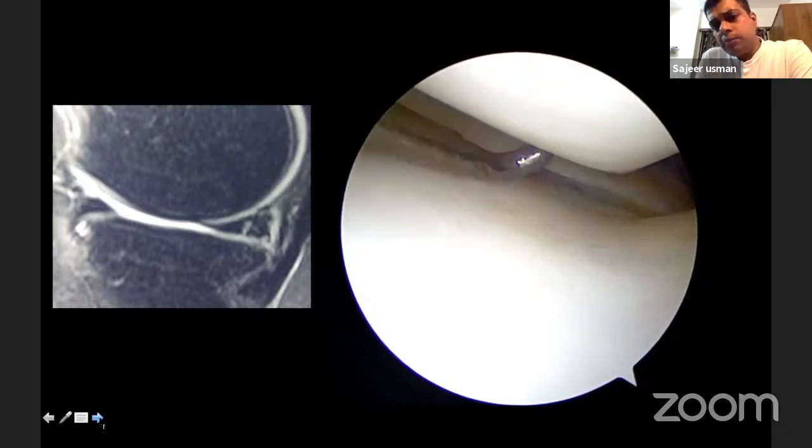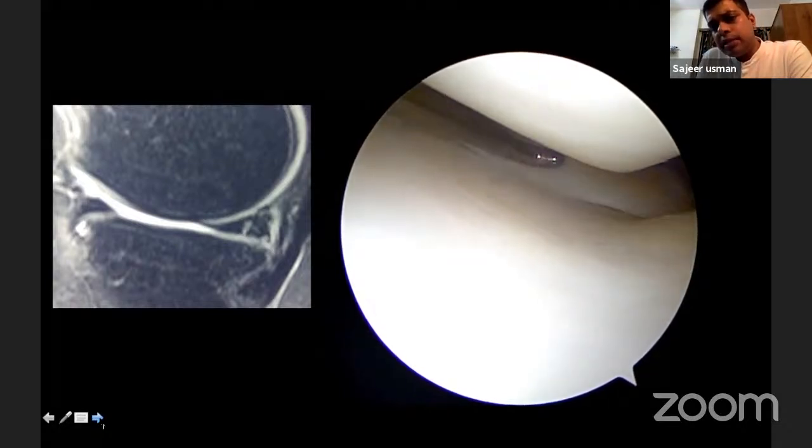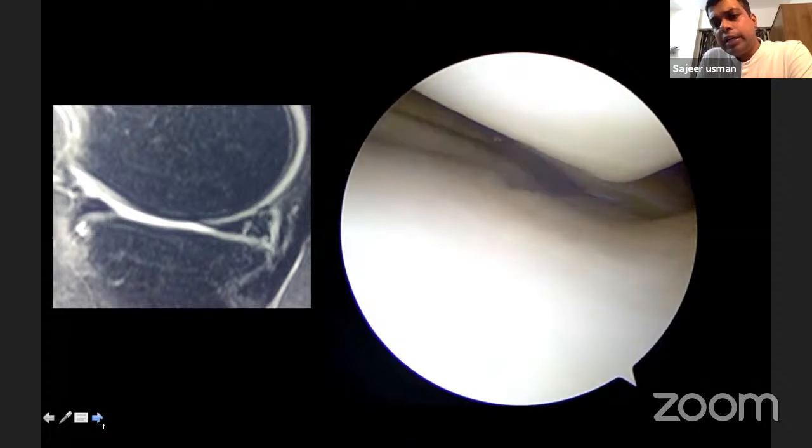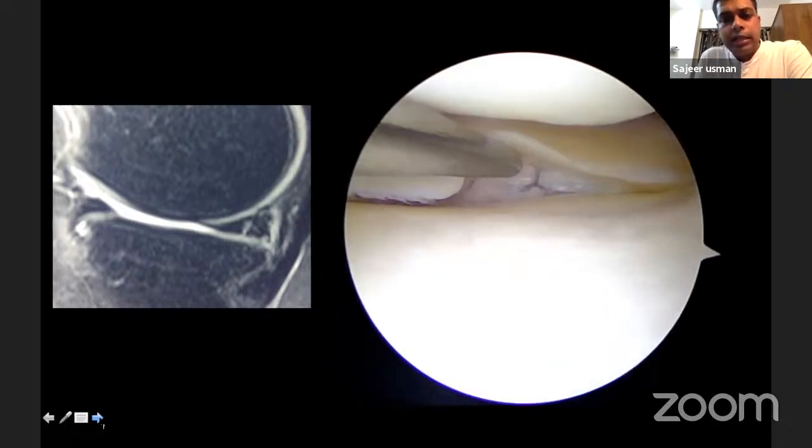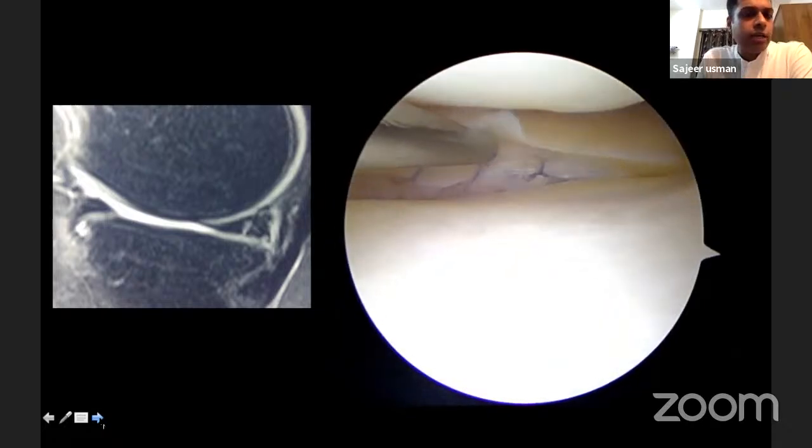But one additional point: in cases where you find only an inferior surface longitudinal line, one needs to probe the inferior surface of the meniscus, because most often you don't find a tear on the superior surface. And here you can observe that the tear is only on the inferior surface. In this particular case, we did an inferior surface only meniscus repair.